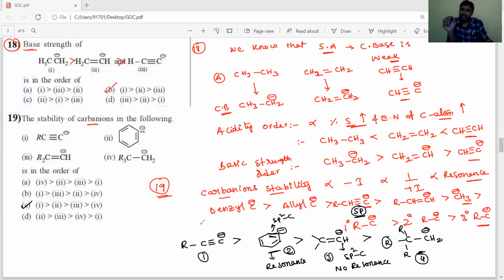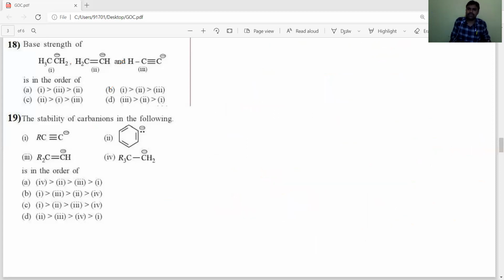So whenever you think about carbanion stability order, it is directly proportional to minus I and inversely proportional to plus I groups. But carbocations, what happens, dear students? Carbocation stability is directly proportional to plus I groups and inversely proportional to minus I groups, and is also directly proportional to resonance. Carbanions as well as carbon free radicals are similar, and the opposite of carbanion stability. Okay students, so the 19th question answer is the third option. Okay, let's go for the next question, dear students.